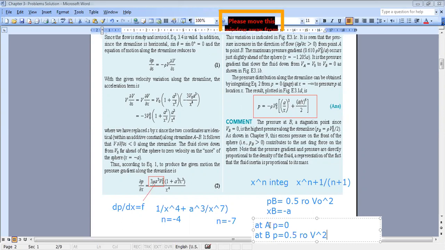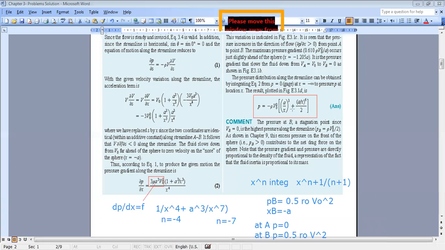Now for point A, what is x of A? A is very far from the sphere. It's at x equals minus infinity. If you replace x by minus infinity in this formula, this term will be 1 over minus infinity to the power of cube. It is 0. And here also you have over x, so when you divide by infinity, it's also 0. So at x equal a, if you replace in this equation, you get p equals 0.